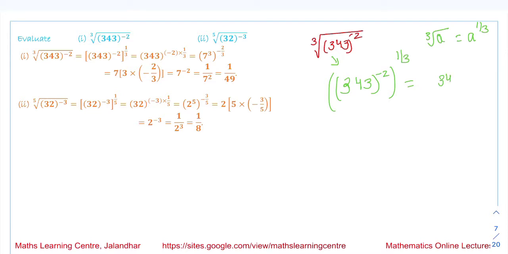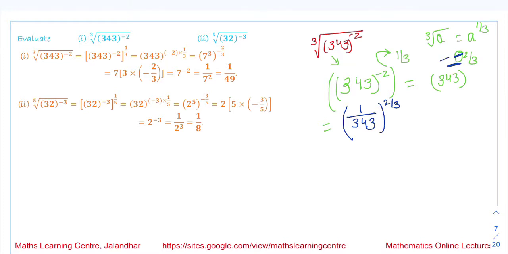So it is 343 raised to the power minus 2 by 3, because both these powers get multiplied. In the next step, we are trying to remove this negative sign over here. So it is 343 raised to the power 2 by 3. So we have 343 raised to the power minus 2 by 3, and the negative sign was there.